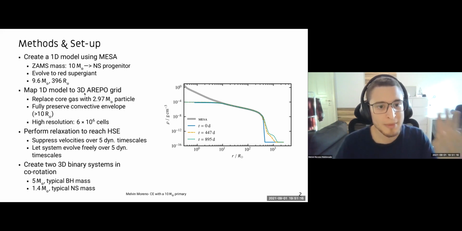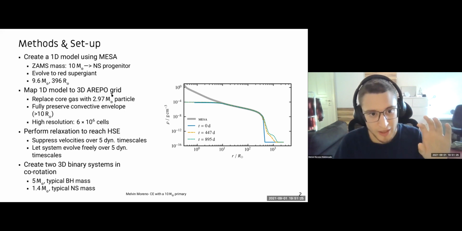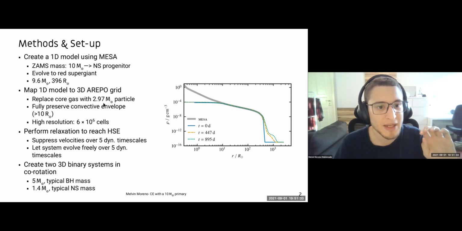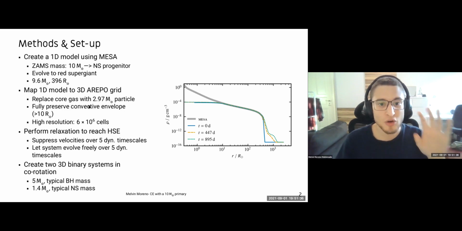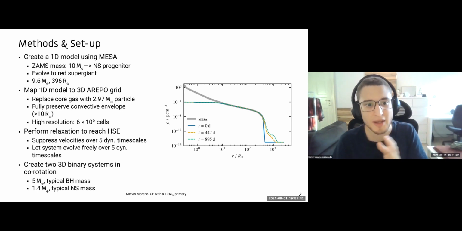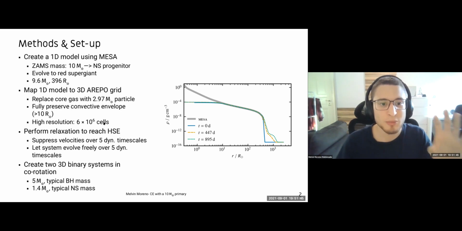Then we take this 1D model and we map it to 3D. As many other people mentioned in the conference, we take the core and we replace the gas with a point particle. This allows us to reach longer timescales of simulation. We preserve the convective envelope in this process. The convective envelope is outside the 10 solar radii mark, and we conserve that. And then we put a very high resolution into the envelope of 6 million cells.